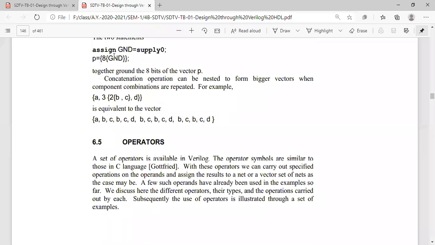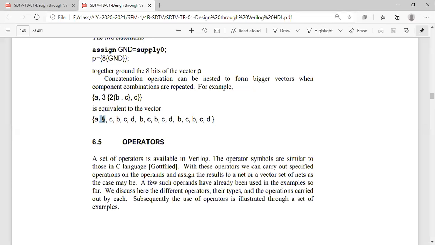So assign ground is equal to supply of 0. For the ground we are giving a supply of 0, and we are also assigning p is equal to 8 times of ground. You can also see here, a comma 3 times of 2 times of b comma c comma d. That means b comma c comma d is written 2 times with the combination of d, and the total thing will be written 3 times.